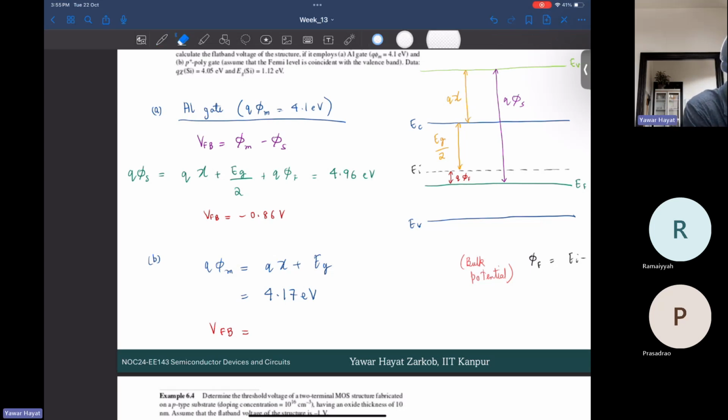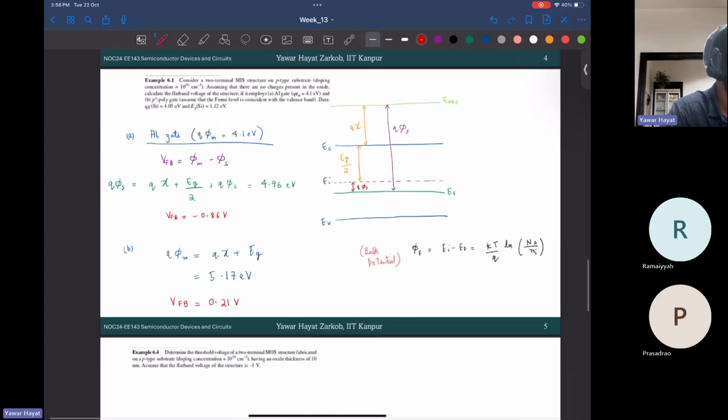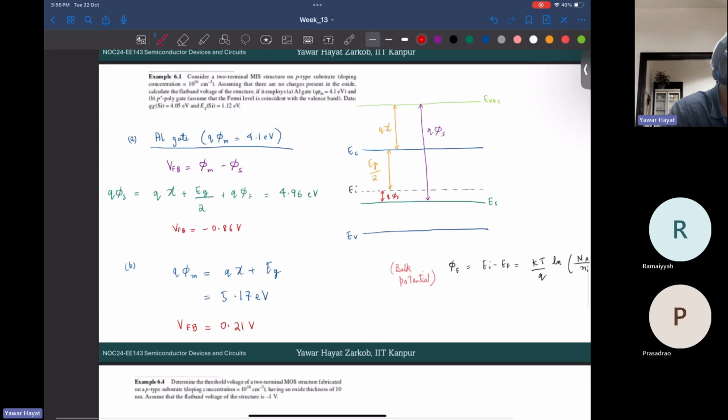This would be 5.17, right? Because Q chi is 4.05, and if you add 1.12 to it, it would be 5.17. Yes, sir. And when you subtract 4.96 from 5.17, now just tell me the answer. 0.21. So this is 0.21 volts. Yes, volts. That is what I wrote. So that is how you do this one.